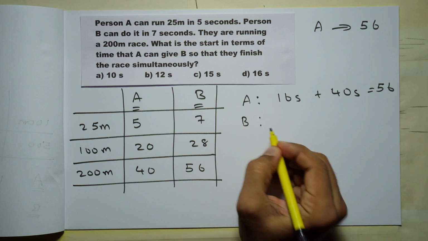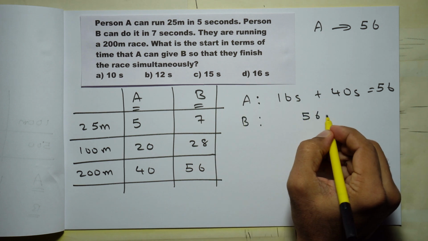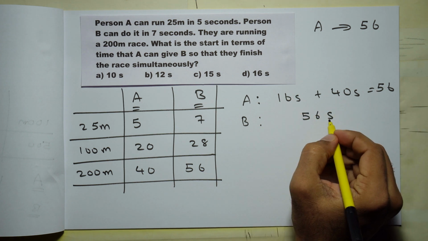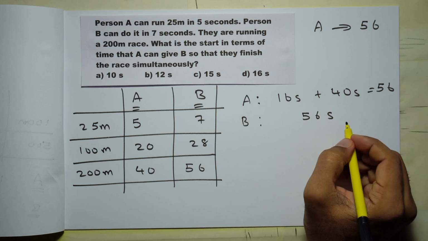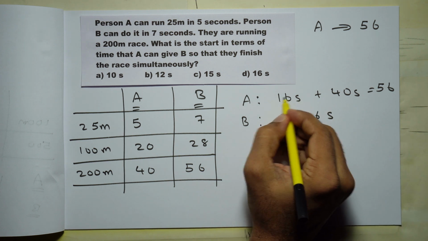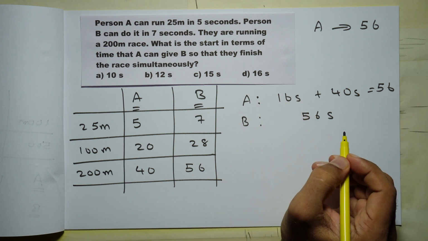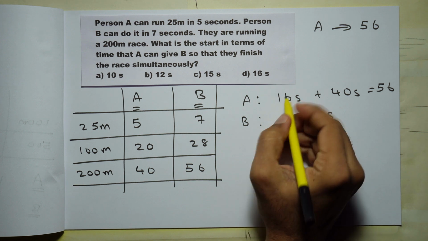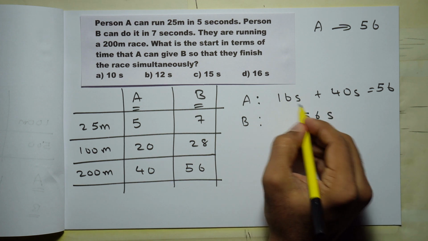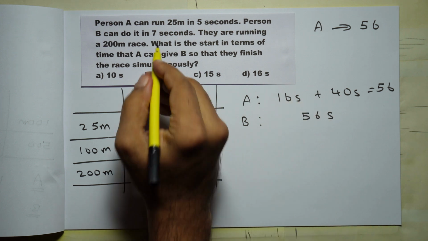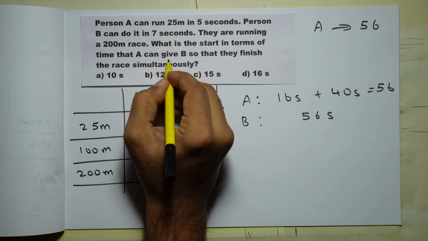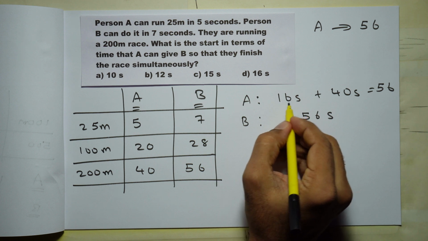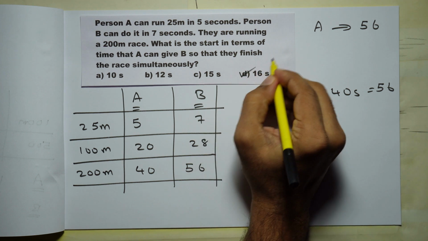Now B will start initially itself and he'll complete the whole race in 56 seconds. So in this case, they will both take 56 seconds and they will finish at the same time, or simultaneously. So you can see that A has to remain stationary for the first 16 seconds, or A has to allow B to run for the first 16 seconds. Only then should A start running. So what is the start in terms of time that A can give B so that they finish simultaneously? 16 seconds. A should allow B to run for 16 seconds. So option D, 16 seconds.